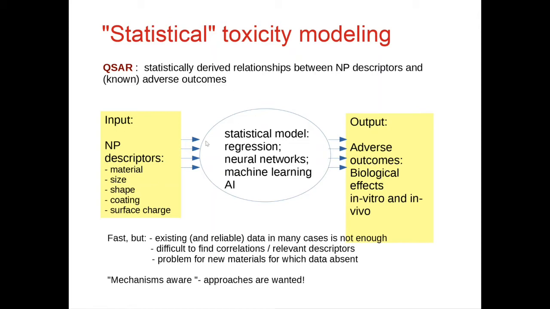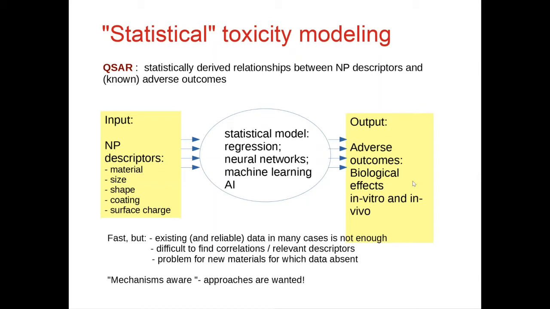We use statistical models to try to link this data using different methods, from simple regression to neural networks, machine learning, and artificial intelligence. In principle, this gives us a way of evaluation or prediction once the model is developed. We can work rather fast: we put in input data, then obtain a result.